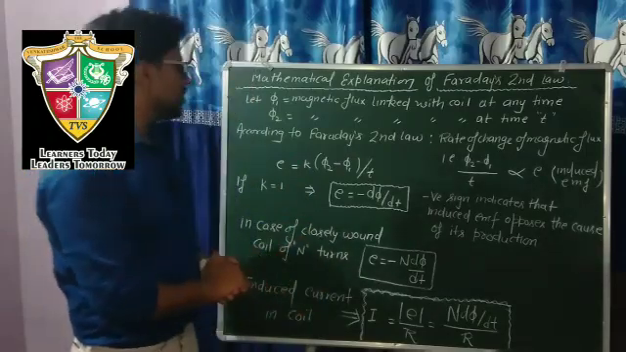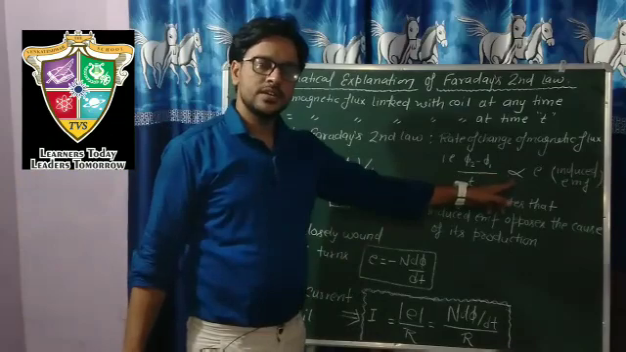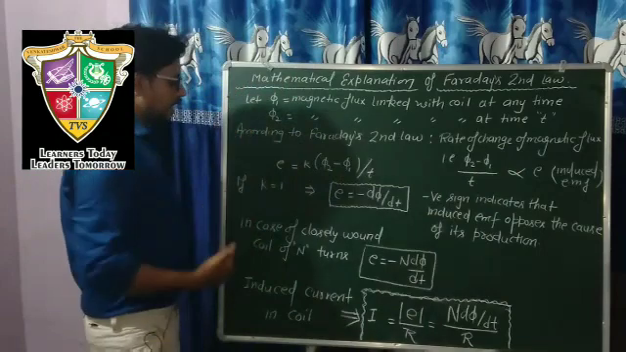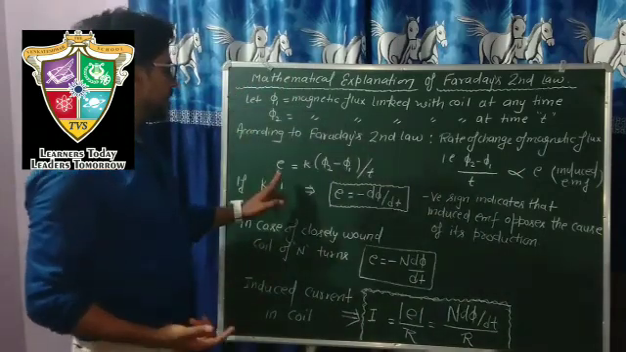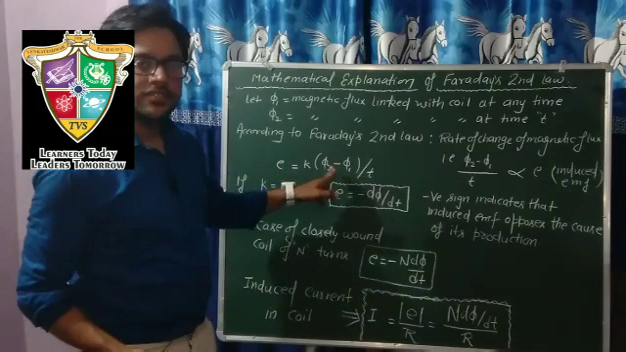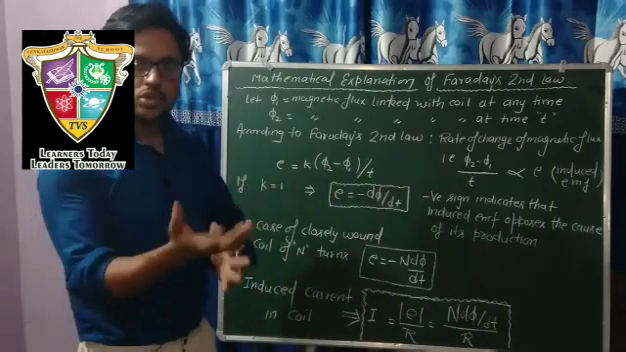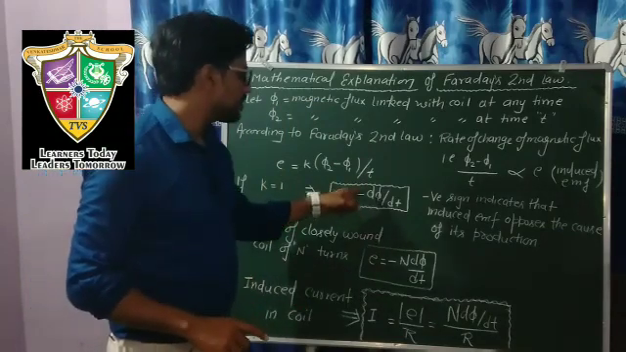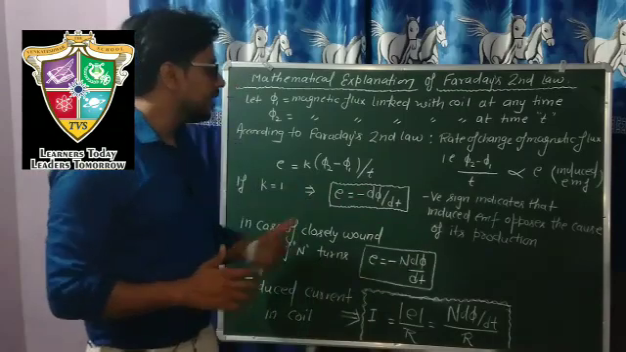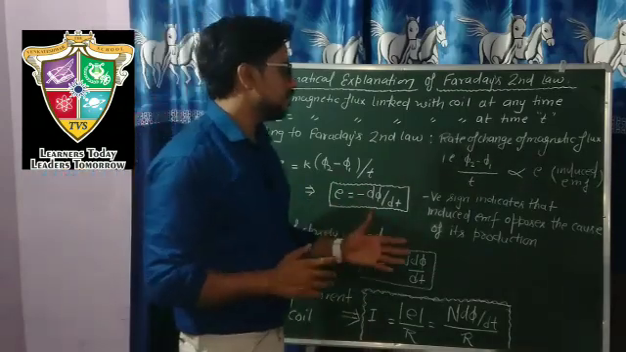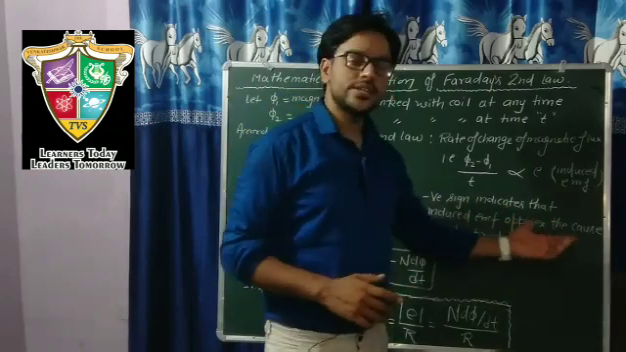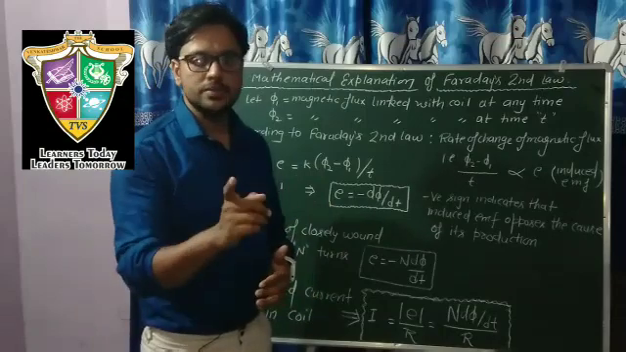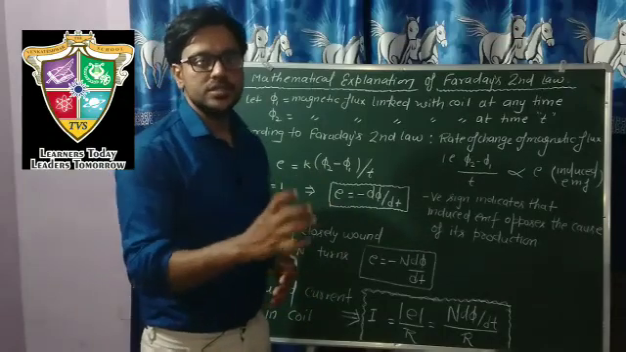If we expand this relation and remove the proportionality symbol, we replace it with a constant, say k. If the value of k is 1, then E is equal to change in flux upon time. It is d phi upon dt, since there is a small change. It is also written as E is equal to minus d phi upon dt, and this minus sign indicates that the induced EMF opposes the cause of its production. What is its cause of production? The change in magnetic flux, and it opposes the change.